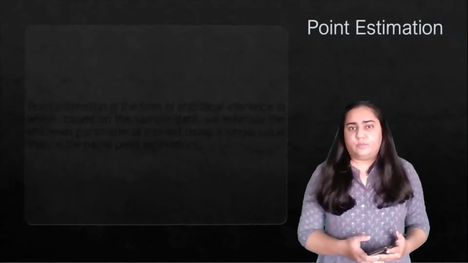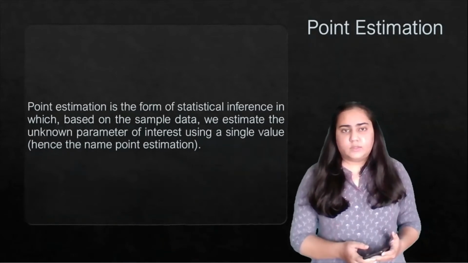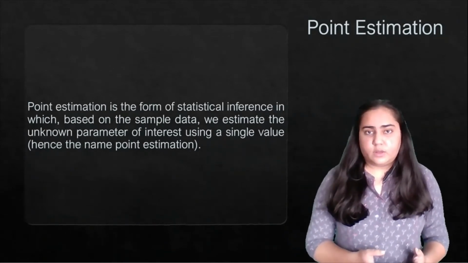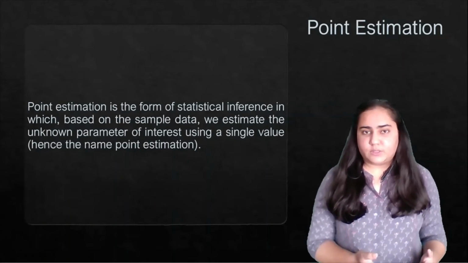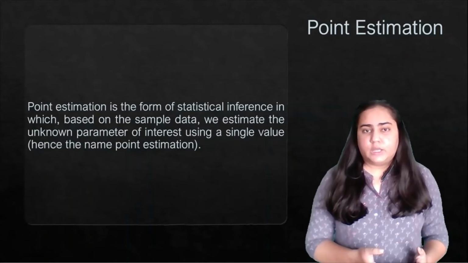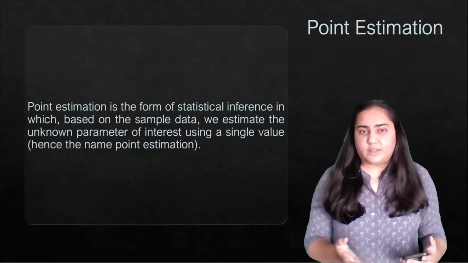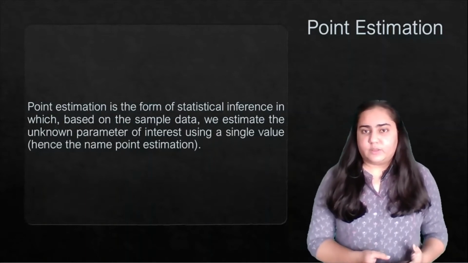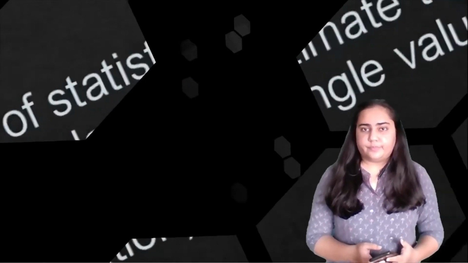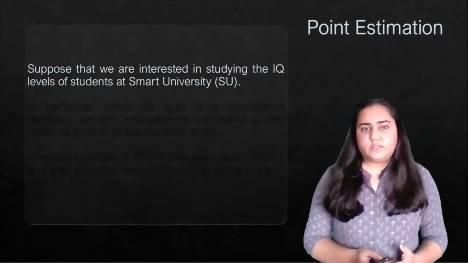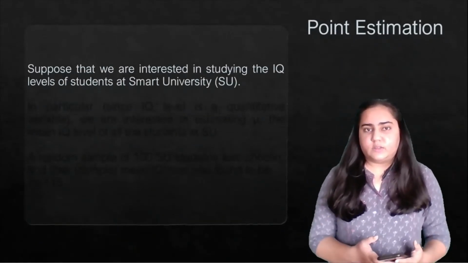Next, let's talk about point estimation. Point estimation is the form of statistical inference in which, based on the sample data, we estimate the unknown parameter of interest using a single value, and hence it is known as point estimation. And of course, I talked about this earlier too. Now, for point estimation, we are going to see an example.